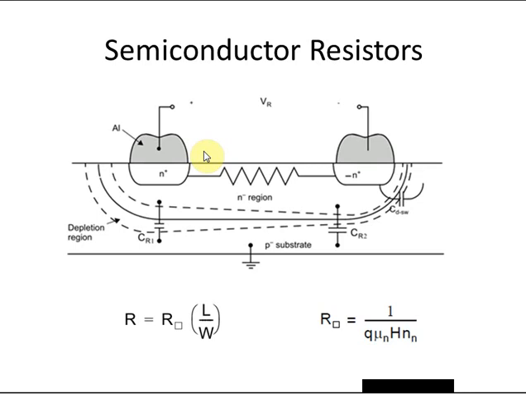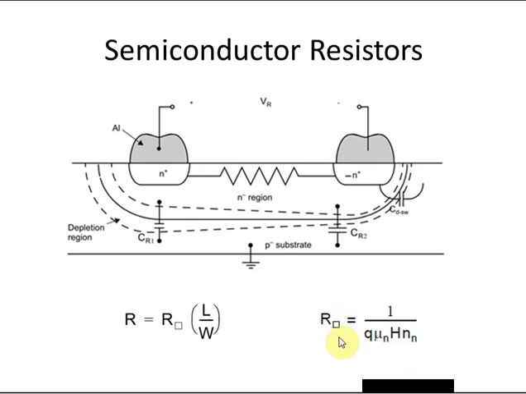But there are some drawbacks of N-well resistors. They generally have a higher temperature dependence than resistors made out of polysilicon or metal strips, because things like mobility are heavily temperature dependent, and we see that mobility shows up right here in the conductivity of this resistor.